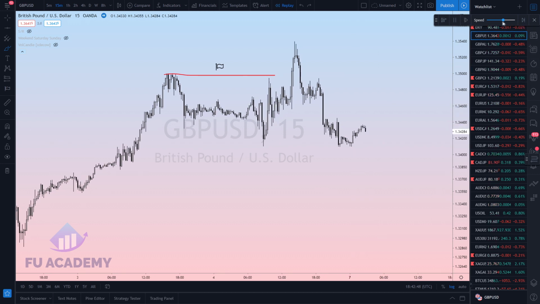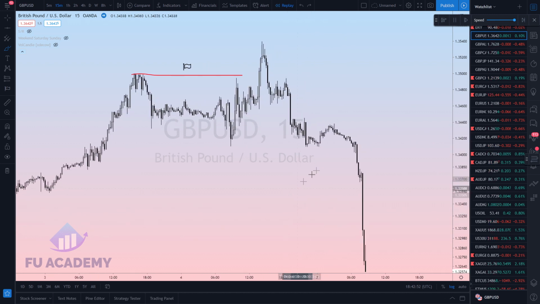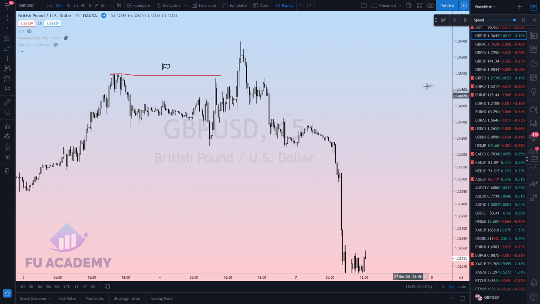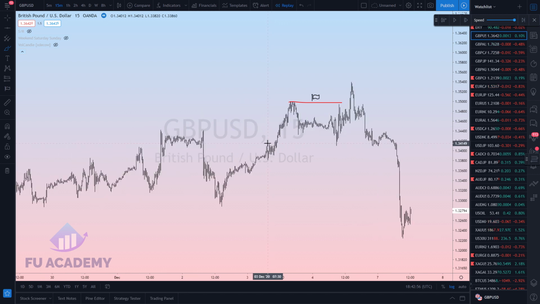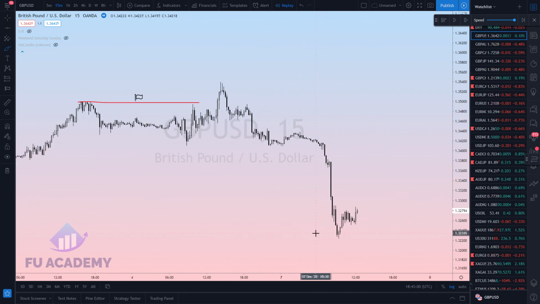Okay, so price, I'm going to speed that up a tiny bit. In fact, I'm going to speed it up much more. Okay, so boom, we got that drop. Okay, we got that drop. Clear break of structure here. Obviously clear break of structure. Very, very impulsive price action.